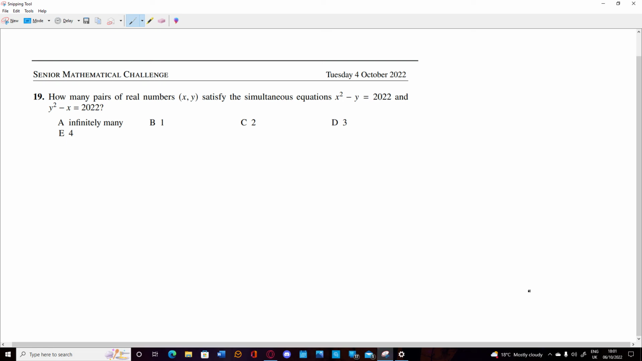How many pairs of real numbers x, y satisfy the simultaneous equation? Okay, so what you can see is that the x's and y's are swapped around in both equations. So first of all, notice there's going to be an inverse function. So for the first graph, y is equal to x squared minus 2022. So this is a graph of y equals x squared shifted down by 2022.